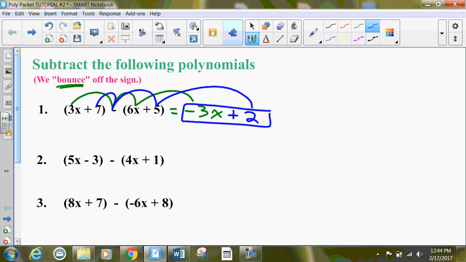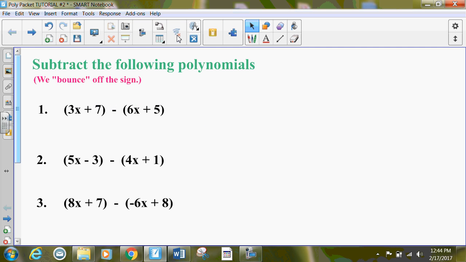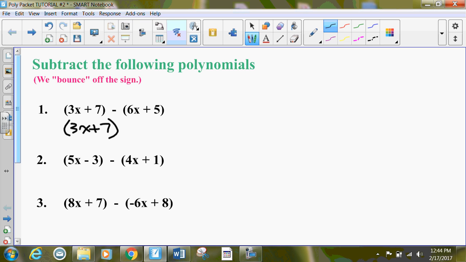Now, what's the second way you can do this? If you don't like bouncing off the minus sign, then you can just change this problem. So I'm going to go backwards and do it the second method. So I could rewrite this problem like this. The first polynomial, I'm going to write the same. See how there's a minus sign here? Some of you don't like that. You know what? Just change it.